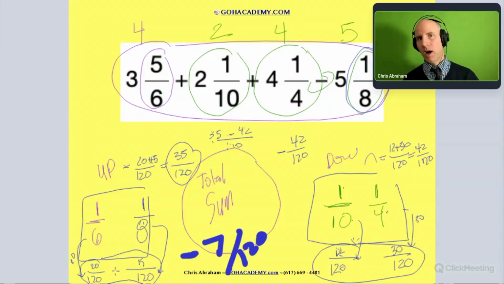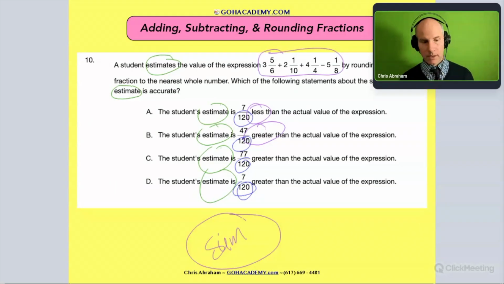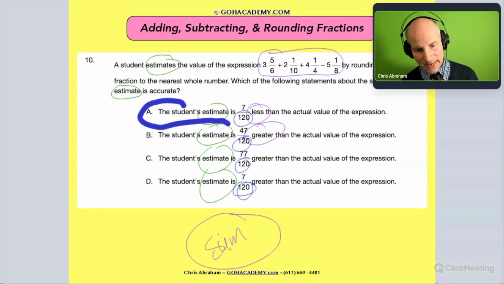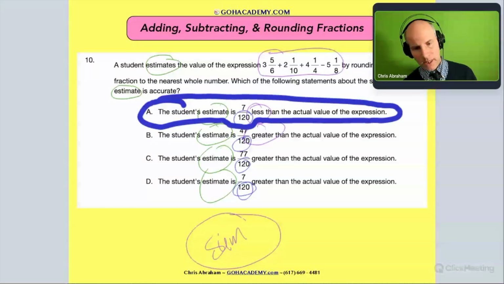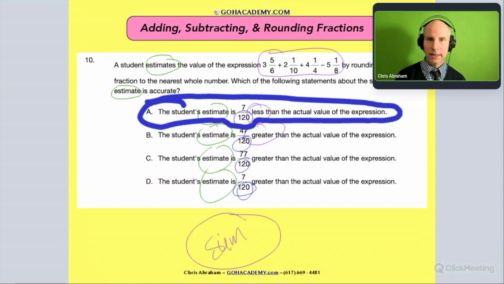That's such a mean problem. But that's the answer, because if we compare it now to the other options, you're going to find the first one, the student's estimate is 7/120ths less than the actual value of the expression, right? So team, this is a tricky problem. This is a time-consuming, brain-sucking question, right?